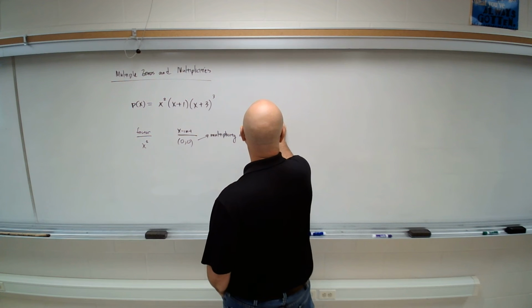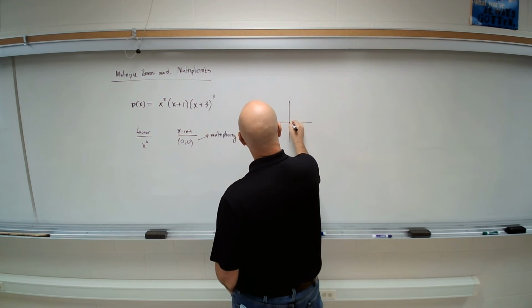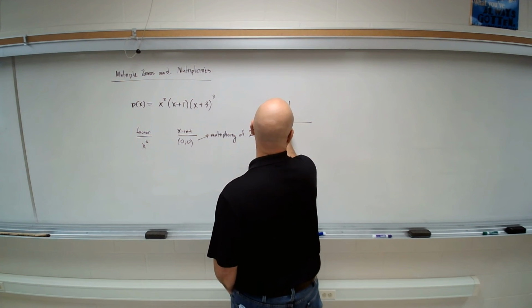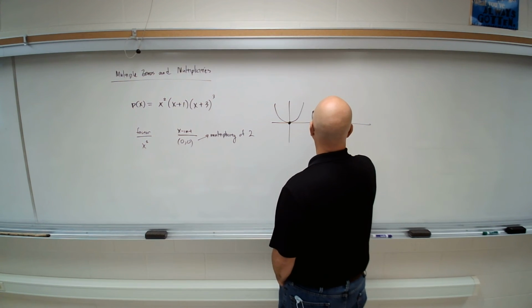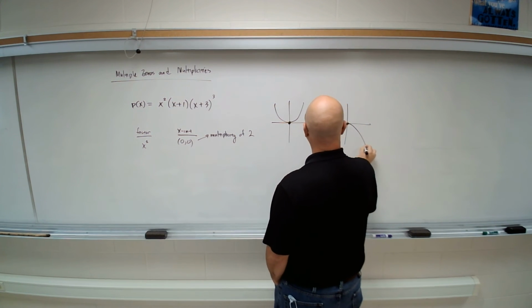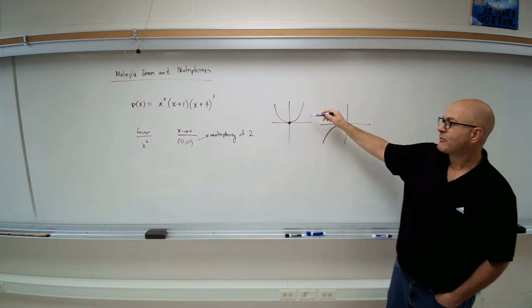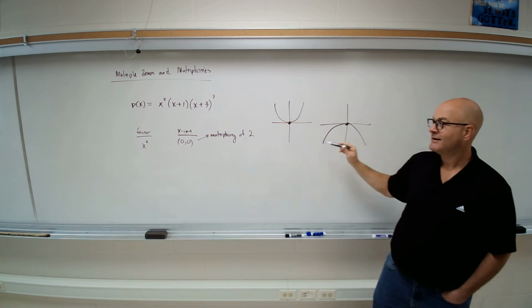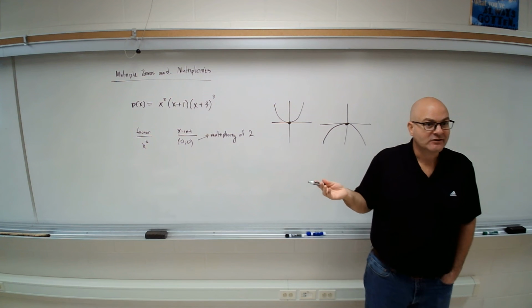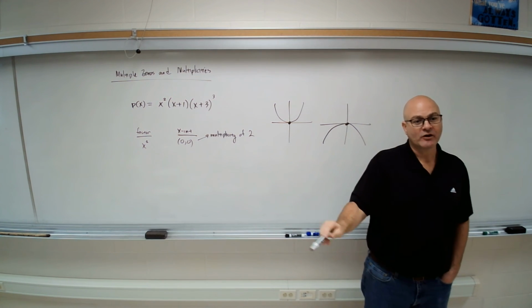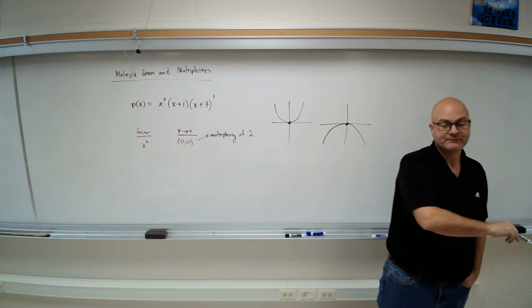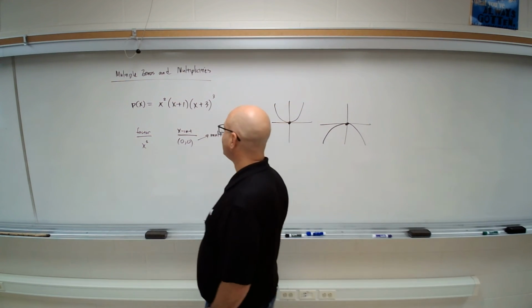So in this case, for this graph, here's my 0. It's either going to come down and touch it and go back up, or it's going to come up, touch that point, and go back down. These look like parabolas, right? Multiplicity of 2, it looks like parabolas right near the 0. It'll come down and touch it and go back up, or it'll come up and touch it and go back down.